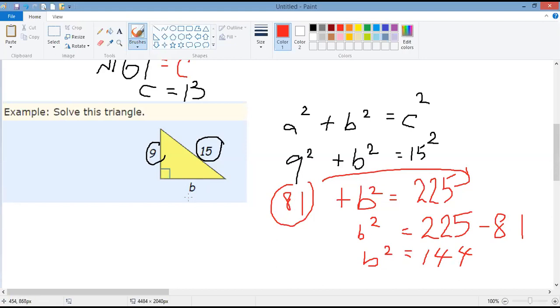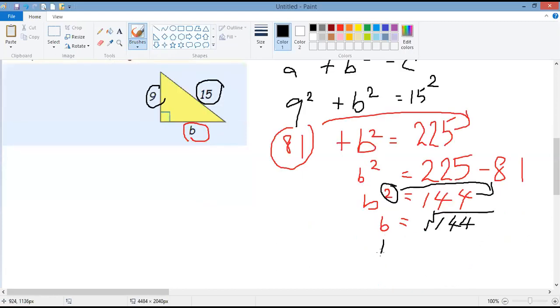But you want to find the value of b. b is the length, not b square. So you just want to find b. I use another color. I want to find b only, I don't want b square. So I move b square to here, it becomes square root. Whenever you move square to the other side, it becomes square root. Same thing, when you have square root on the left hand side, you move it to the right hand side, then it becomes square. So you have square root 144. So what's your b? Your b equals 12, because 12 times 12 equals 144.